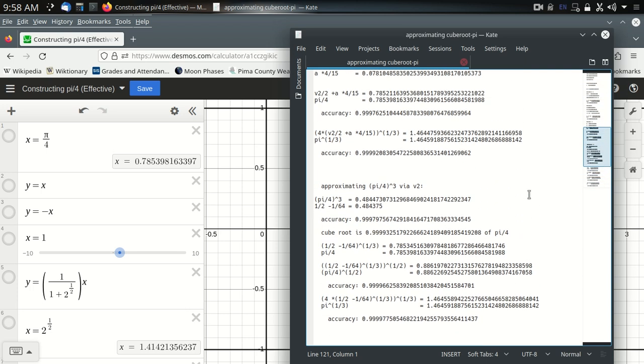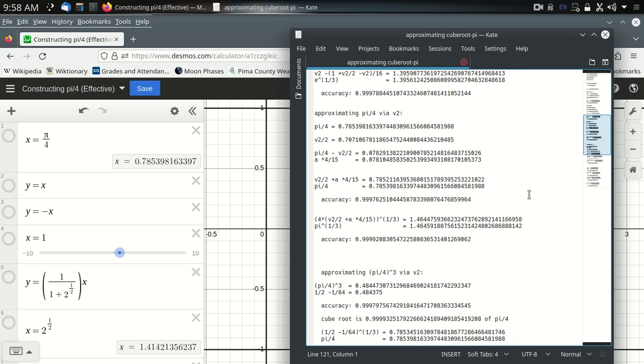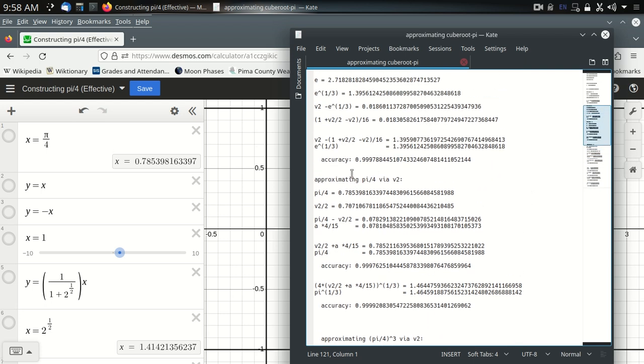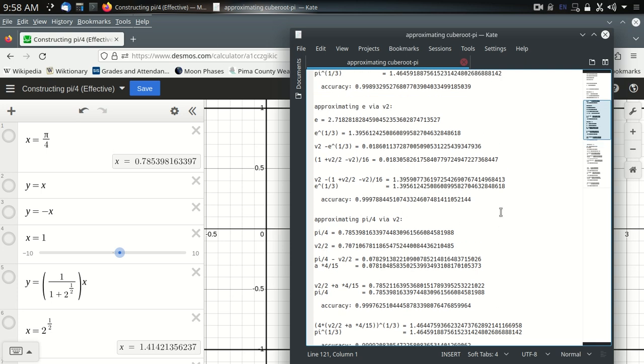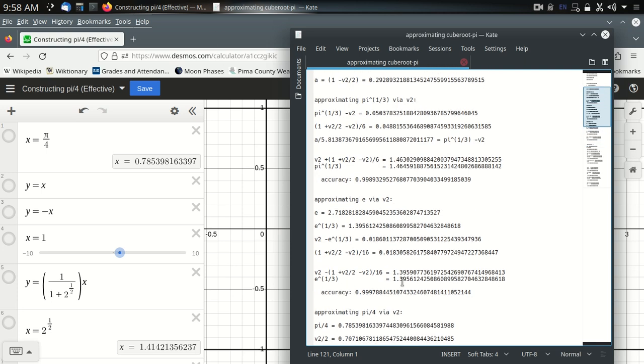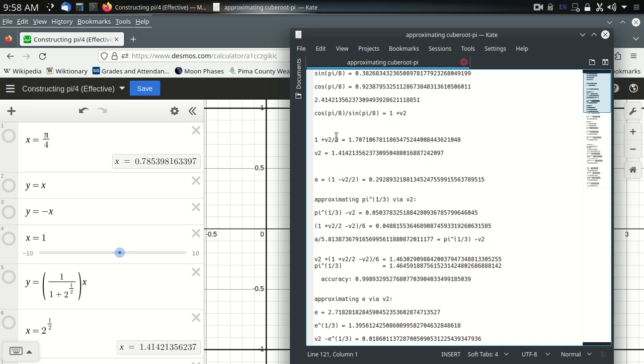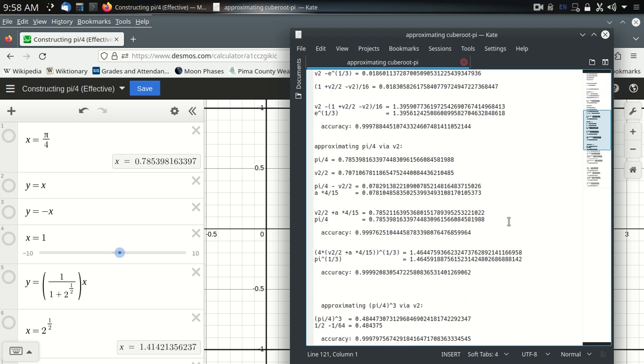And where's the one that I'm going to show you? Pi on 4, this one. Approximating pi on 4 via root 2. Yeah, it's going to be this one. So this a is up here. 1, let's see. 1 minus root 2 on 2. That's what the value of a is.